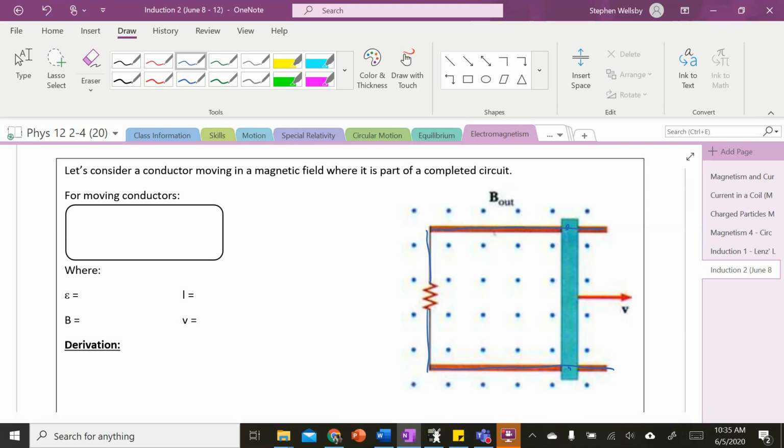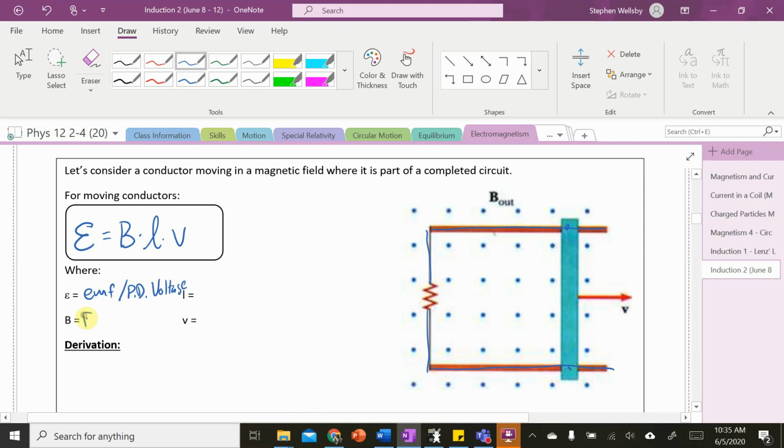So the formula we get for that is this right here. EMF, or potential difference created, is B times L times V. So this is our EMF, or potential difference, or voltage.